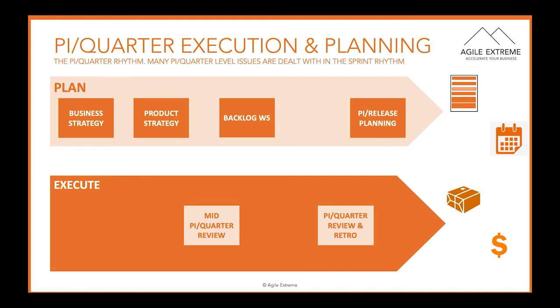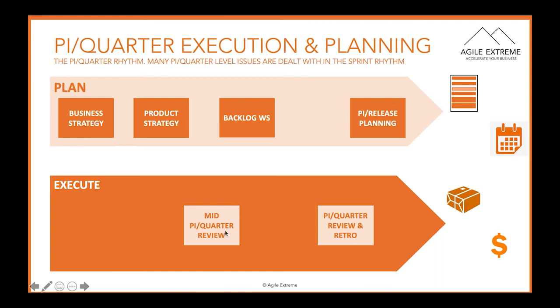Some people call it master planning, where your output is the coarse-grain backlog, the few rough things you have for the quarter, and also the calendar. The execution from a quarter-level point of view, on the quarter rhythm level, we don't do a whole lot of from an Agile point of view.